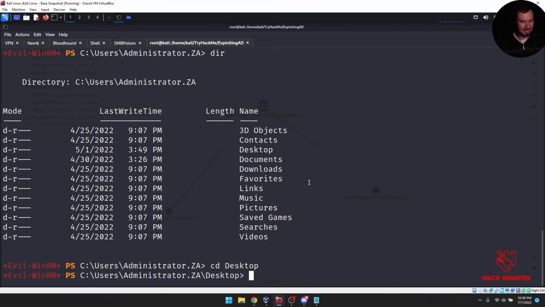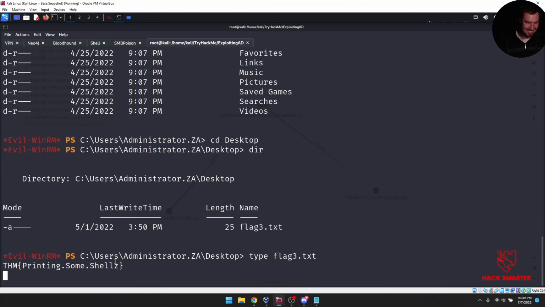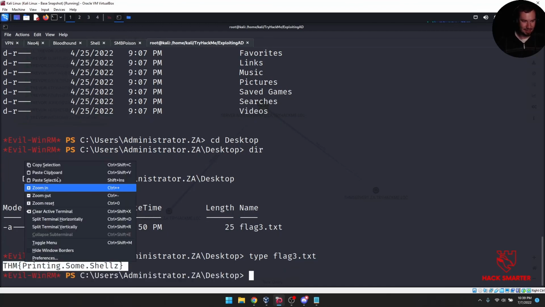Whoop whoop, says Amoeba Man. See, I'm learning slowly but surely. I'll eventually get this stuff down. I'll eventually get the OSCP. Look at that, we got our flag.